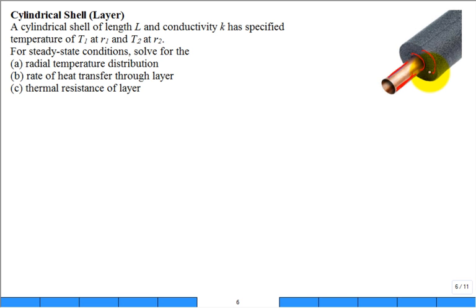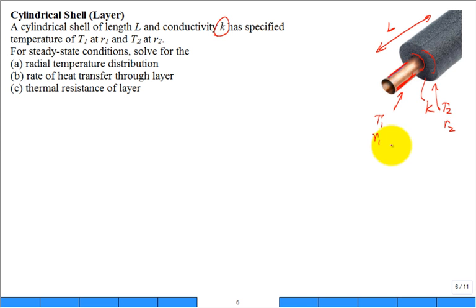But anyway, if you have a length of the pipe this way, L, so that's the length, the thermal conductivity of that insulating material, k, and you know the temperature on the inside, T1 at radius R1, and the temperature on the outside, T2 at radius R2, then you could do the following.